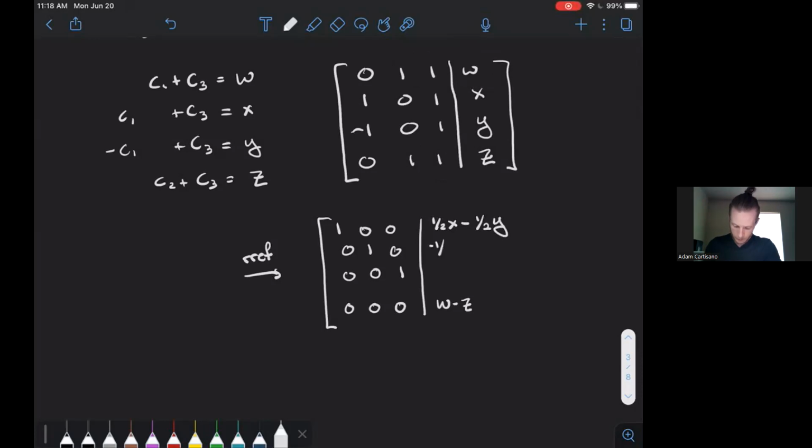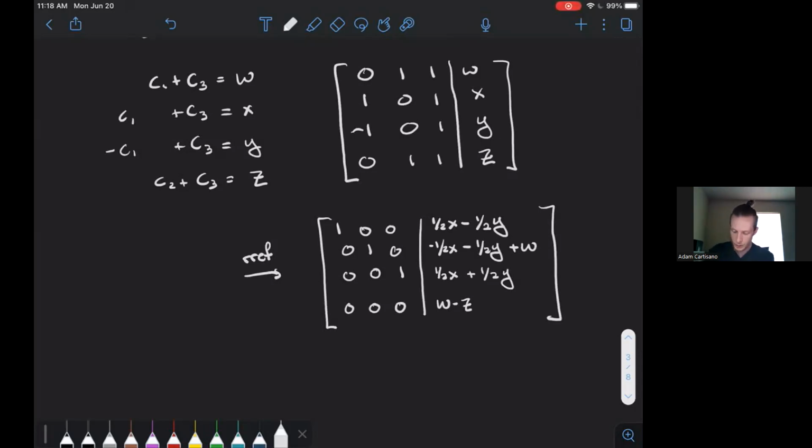Negative 1/2 X minus 1/2 Y plus W. And then 1/2 X plus 1/2 Y. So these first three equations give you a recipe in terms of W, X, and Y for how to extract the coefficients, or what numbers you need, in order to write any matrix in the span of these three matrices as a linear combination of those three matrices, right?